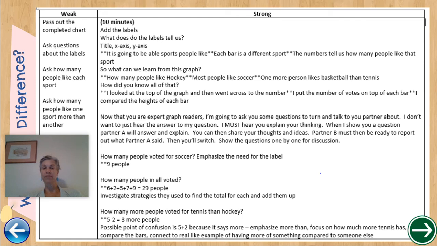And then again, a point of confusion is noted. They might say 5 plus 2 because it looks at more. So what do you want to emphasize? So this is what you're looking for in that I do section of the lesson plan, is really how are you going to teach the content through questioning and addressing those points of confusion.